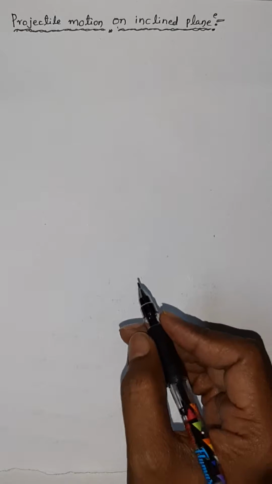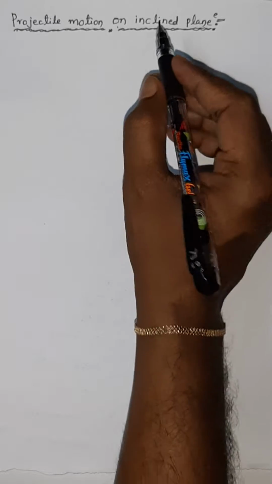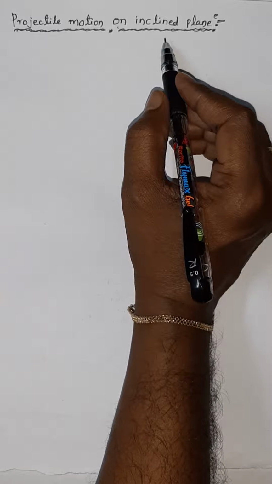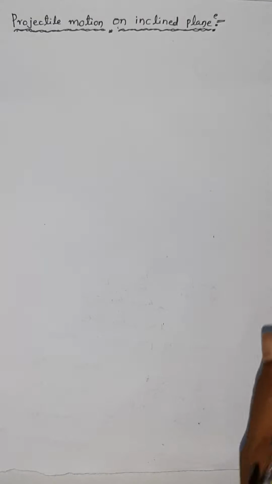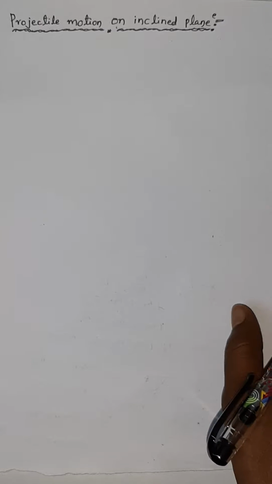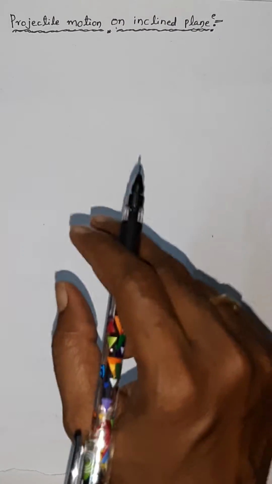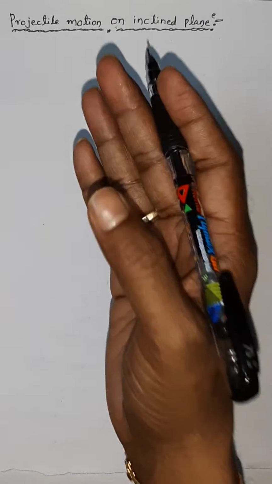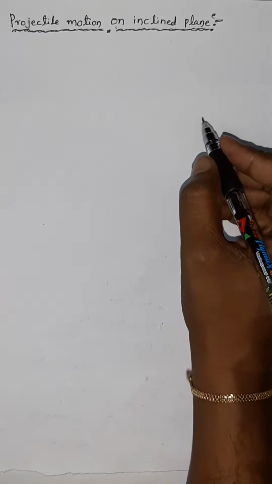Hello dear students, here I am going to explain projectile motion on an inclined plane. We know oblique projectile and horizontal projectile, and next we have one more called inclined plane projectile. Here there are two cases. One is we can throw the ball up the inclined plane and the other one is down the inclined plane. So let us study projectile motion up the inclined plane.